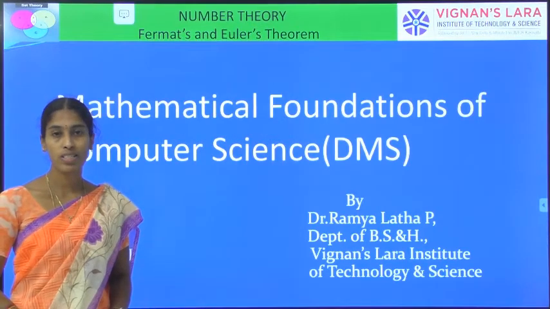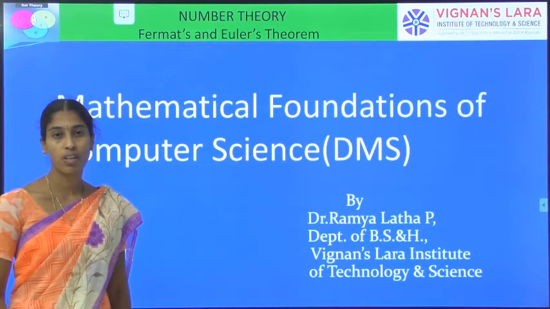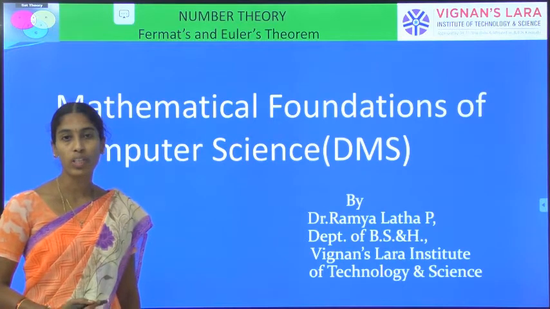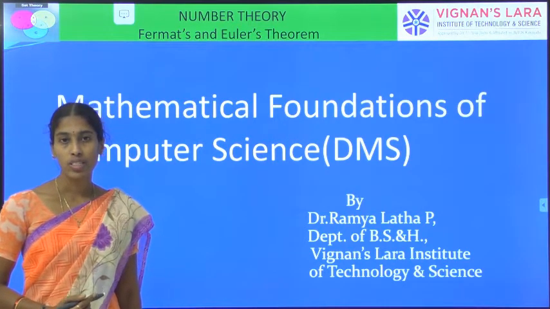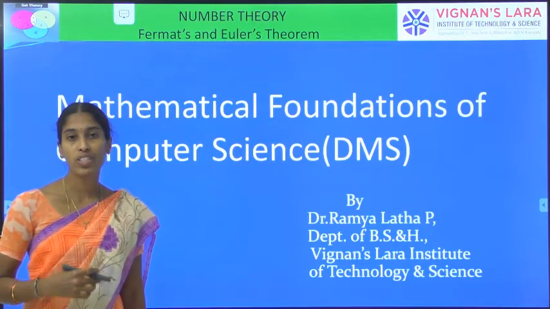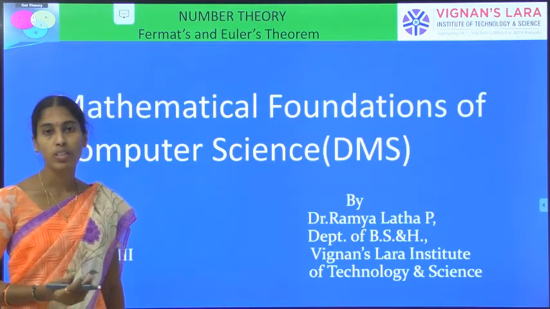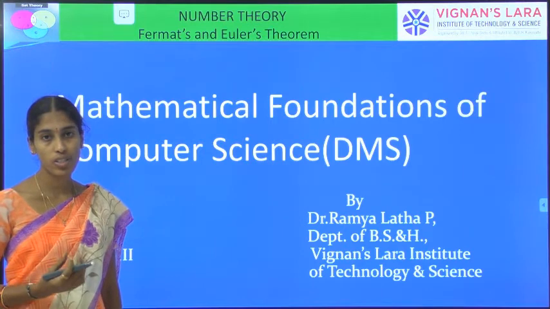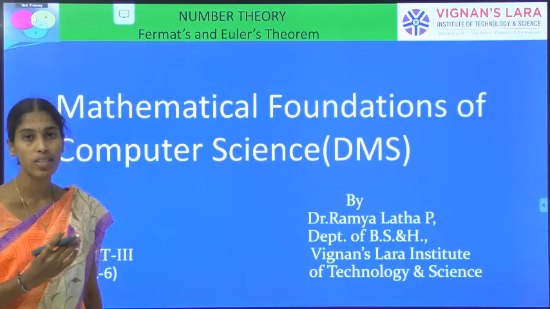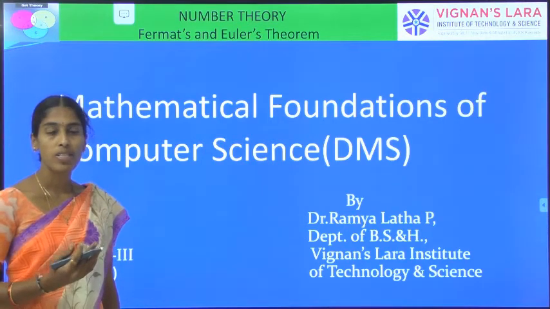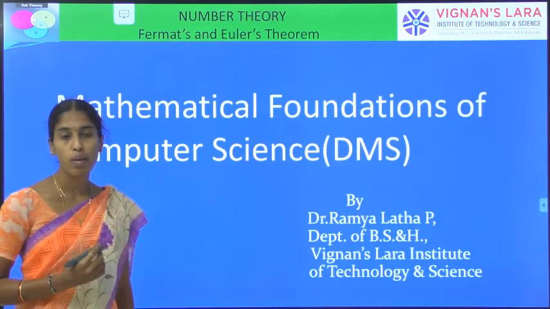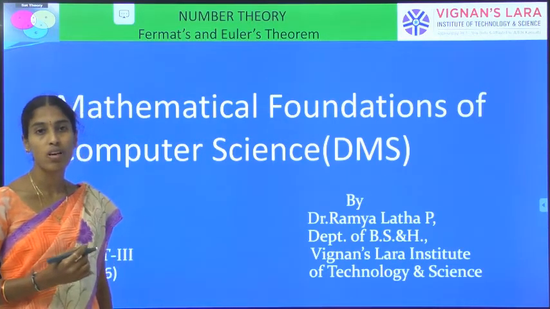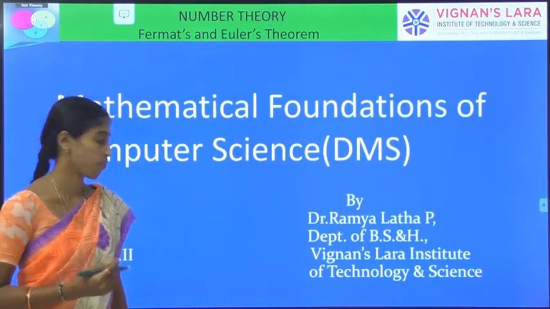Hi students, in the last class we discussed the algorithm to find out whether a given number is a prime number or not. Then we discussed the standard factorization of a given number. After that, using the standard factorization of a number, we calculated the LCM of two numbers and similarly the GCD of two numbers, right? Now in this class I am going to explain the topics of Fermat's and Euler's theorem.